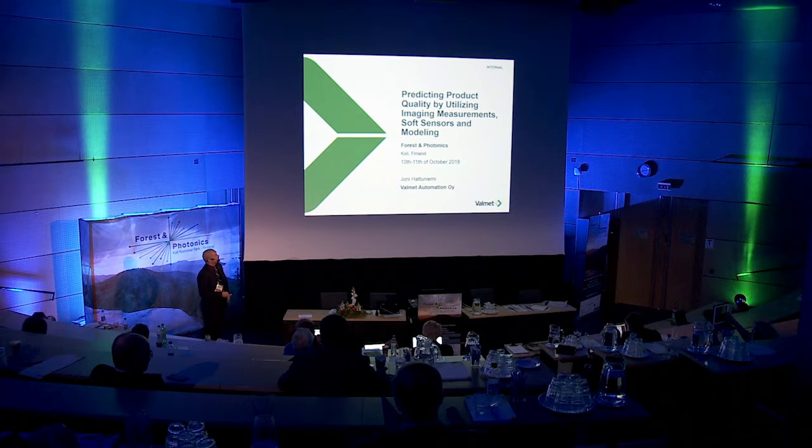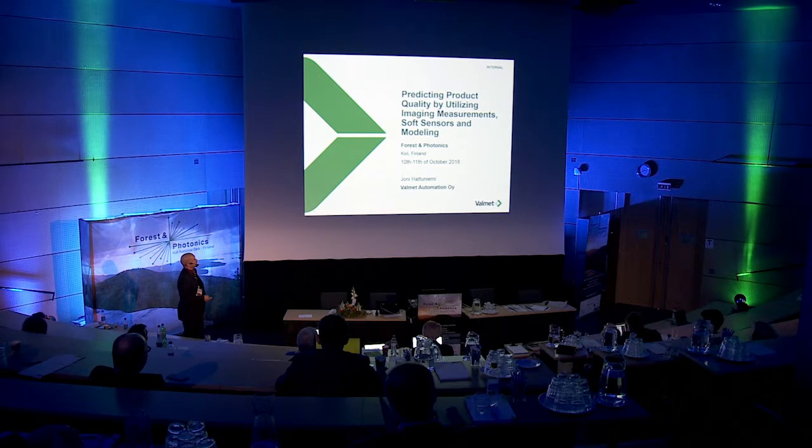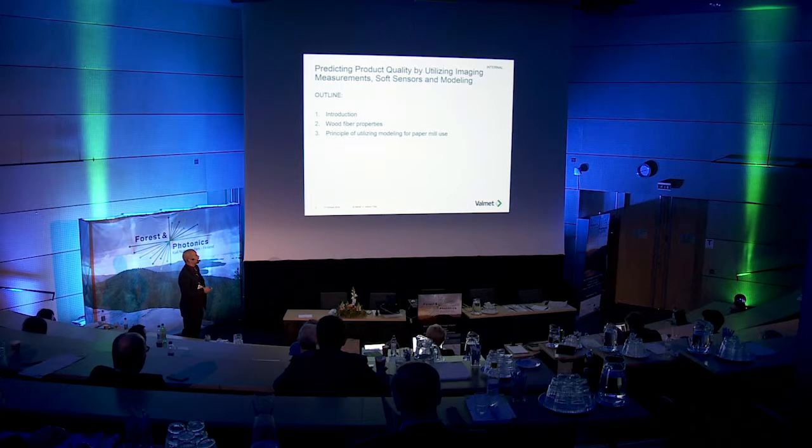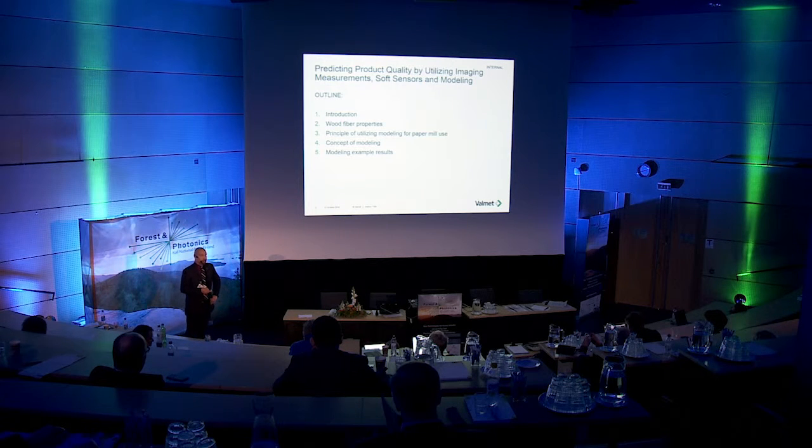My topic today is predicting product quality by utilizing imaging measurements, soft sensors and modeling. And the product we are looking at today is paper. The outline of the presentation is first introduction, then talk about wood fiber properties, then principle of utilizing this modeling in a paper mill use, then a concept of modeling, and some example results. And finally, conclusions.